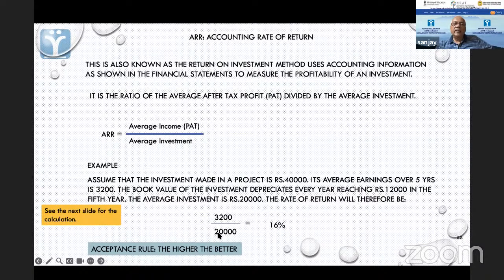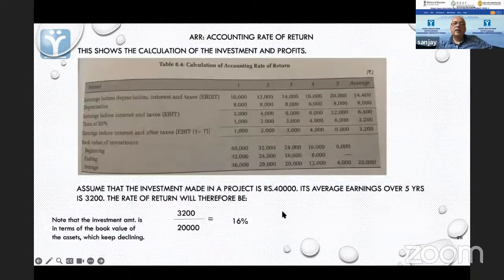Now, how did I get this 20,000 here? I'll show it to you here. So you take the earnings, that is the profit before depreciation, interest and tax. It's 10,000 in year 1, 12,000 in year 2, 14,000 in year 3, 16,000 in year 4, 20,000 in year 5.